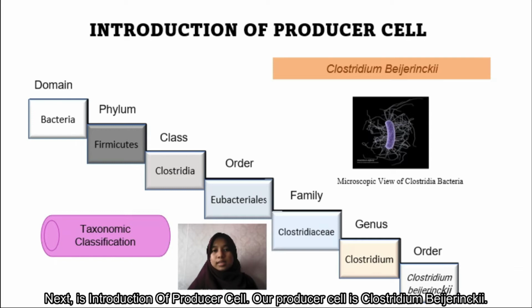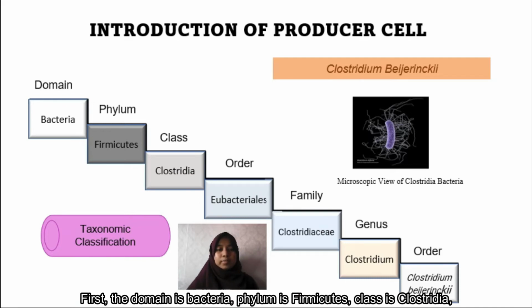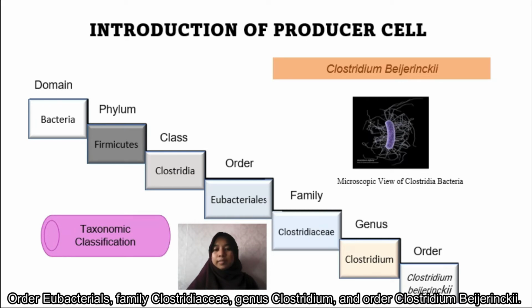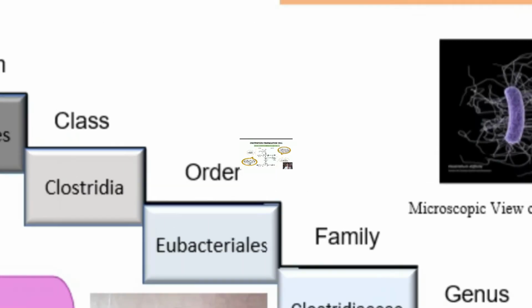Next is introduction of producer cell. Our producer cell is Clostridium beijerinckii. The ladder shows the taxonomic classification of C. beijerinckii. First, the domain is bacteria, phylum is Firmicutes, class Clostridia, order Eubacteriales, family Clostridiaceae, genus Clostridium, and species Clostridium beijerinckii. Now, I will let Yison continue the session.